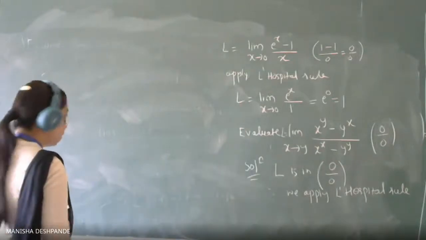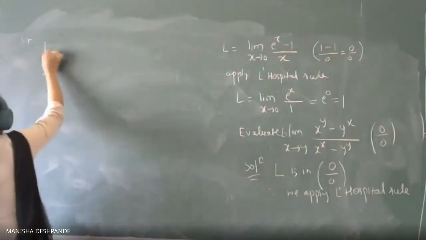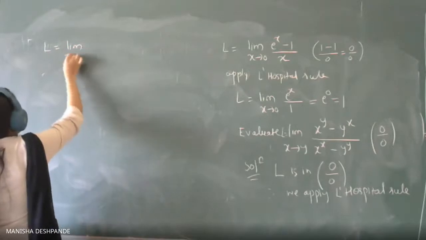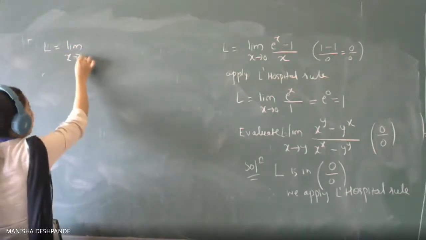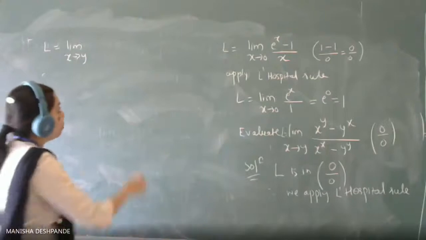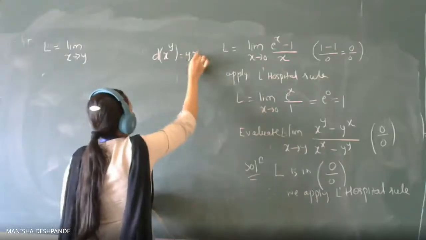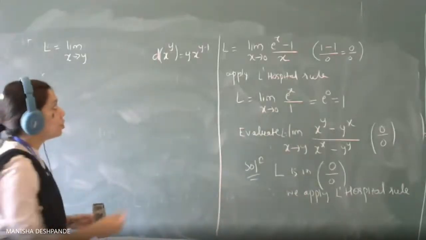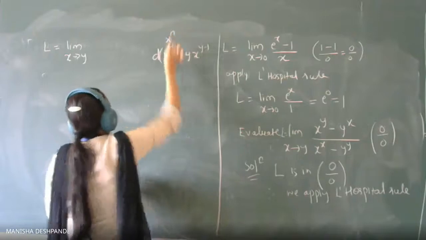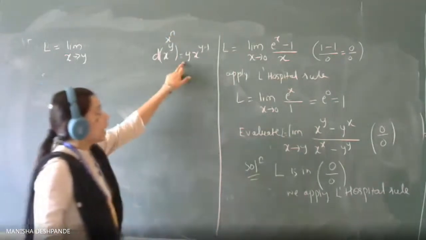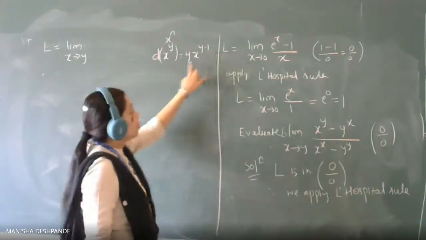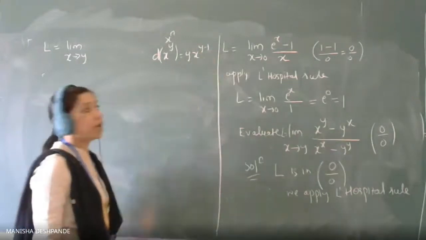So you have to be very good at your derivatives. So L is equal to limit as x tends to y. What is the derivative of x raised to y? x is your variable and y is your constant. y x raised to y minus 1. Everyone, is this clear? Because it is of the type x raised to n. So x raised to n का derivative है तो n x raised to n minus 1. So y x raised to y minus 1 because y is a constant.